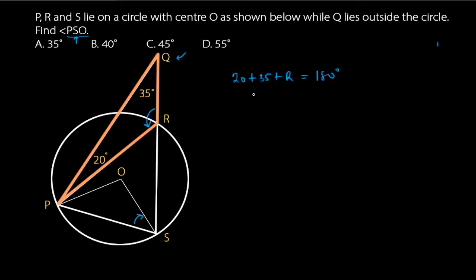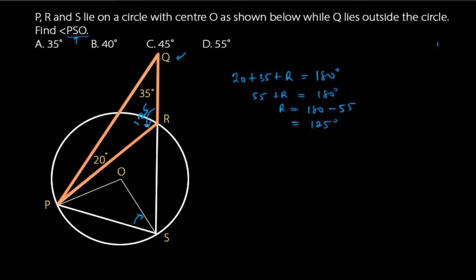In other words, 20 plus 35, that is 55, plus R will give me 180 degrees. So my R is simply 180 degrees minus 55 degrees, and 180 minus 55 is going to give you 125 degrees. So that tells me that the angle I have here is 125 degrees. So now I've used the first two pieces of information to fill this missing part. But my aim is still to find this information here.